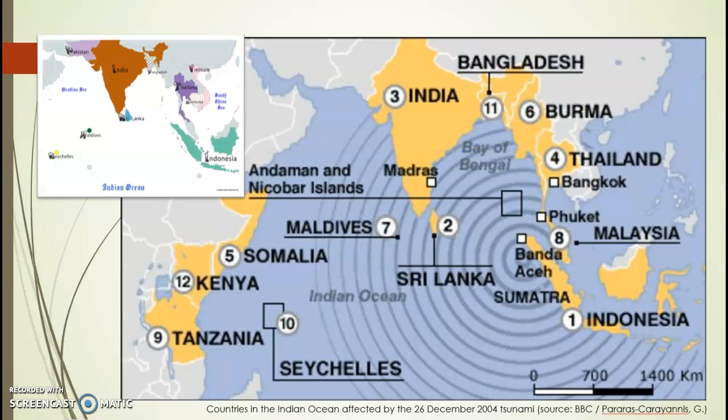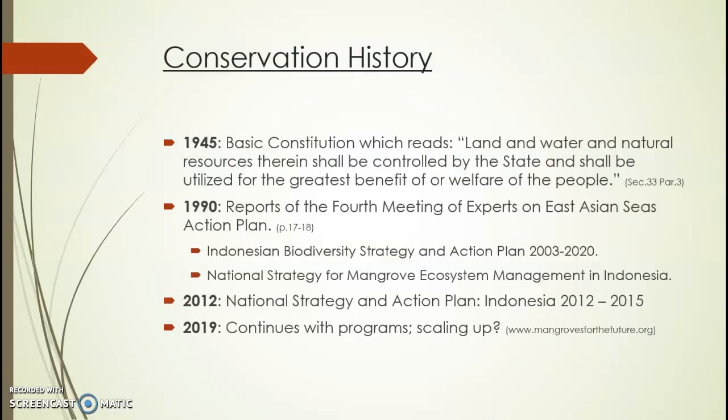If you look at the member nations map and compare it to the affected countries, you'll see that there is a major overlap between the two. Historically, conservation for this area started in 1945 with the Basic Constitution, which reads, "Land and water and natural resources therein shall be controlled by the state and shall be utilized for the greatest benefit or welfare of the people." This is Section 33, Paragraph 3.